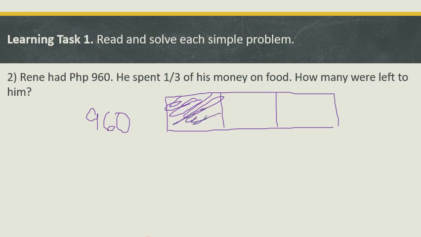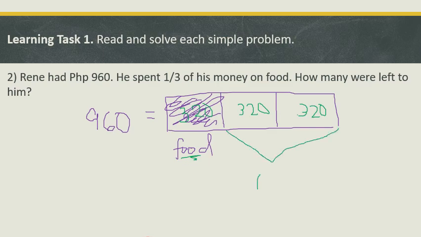So, ang 1/3 daw ay ginasta niya sa food. Eh, ang total ng pera niya lahat dito is 960. So, magkano kada isang box? Kasi 3 box yan. So, divided by 3, so ito po ay 320. So, kada isang box is 320. Eh, yung isang box ay nagamit niya na sa food. So, ilan na lang daw yung natira? So, ito po yung natira. Ilan na lang po yan? So, 640. So, ito na lang po yung natira sa kanyang pera.